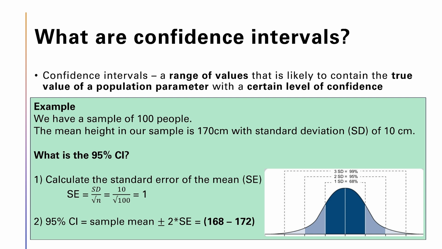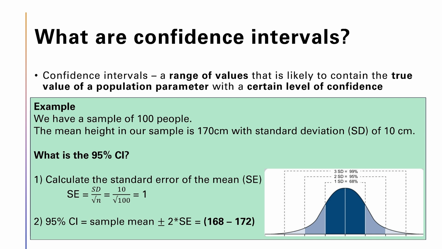But let's take a closer look at how they are derived to give us a clearer understanding of their meaning and utility. So the official definition of a confidence interval is a range of values that is likely to contain the true value of a population parameter within a certain level of confidence. So let me try to break down what that actually means.